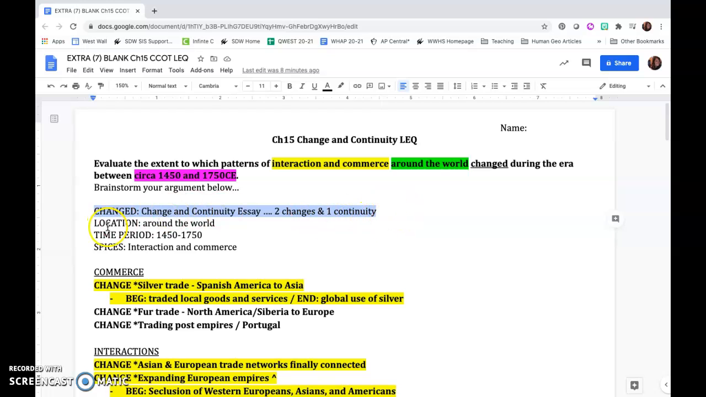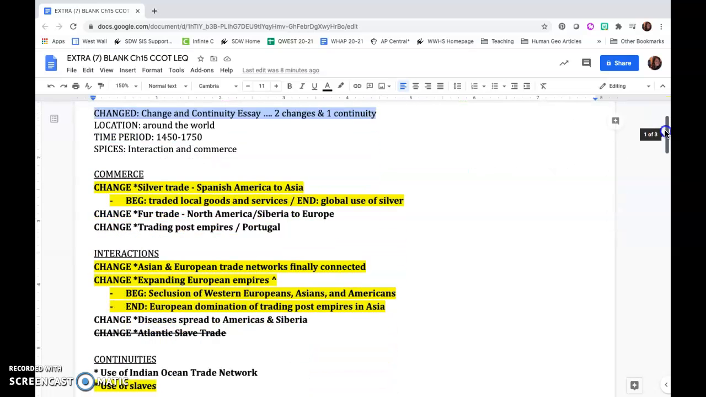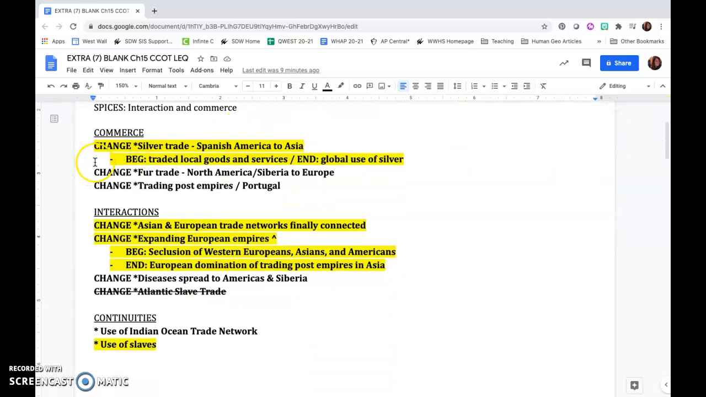Then we went through and we looked for the location, the time period, and themes. One of the things that we talked about specifically with location was that we wanted to keep in mind that each of our claims should be able to be used throughout the entire world and not specific to one region or one place. We then went through and brainstormed for some different ideas. You guys gave me a lot of great ideas on changes or things that were happening in commerce as well as interactions. So we went through, remember, we also gave a beginning and an end because that's eventually what we put into our thesis statement.